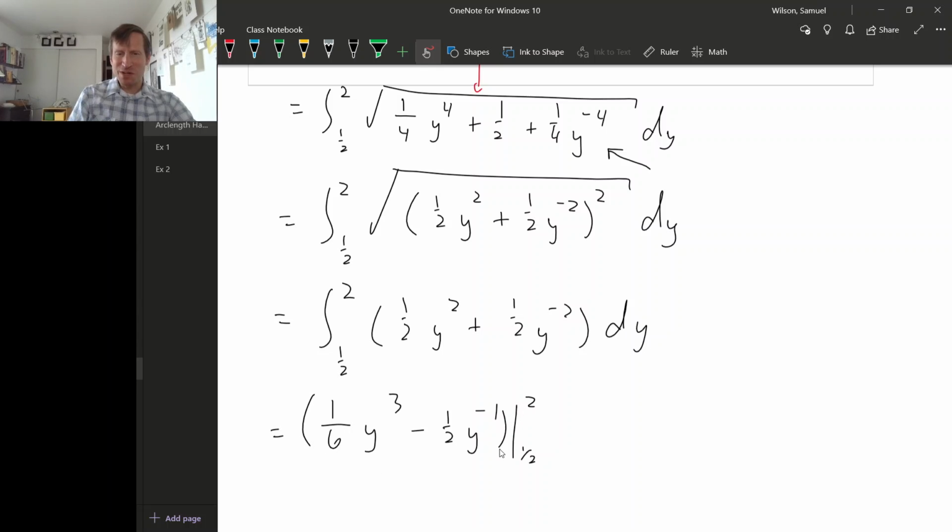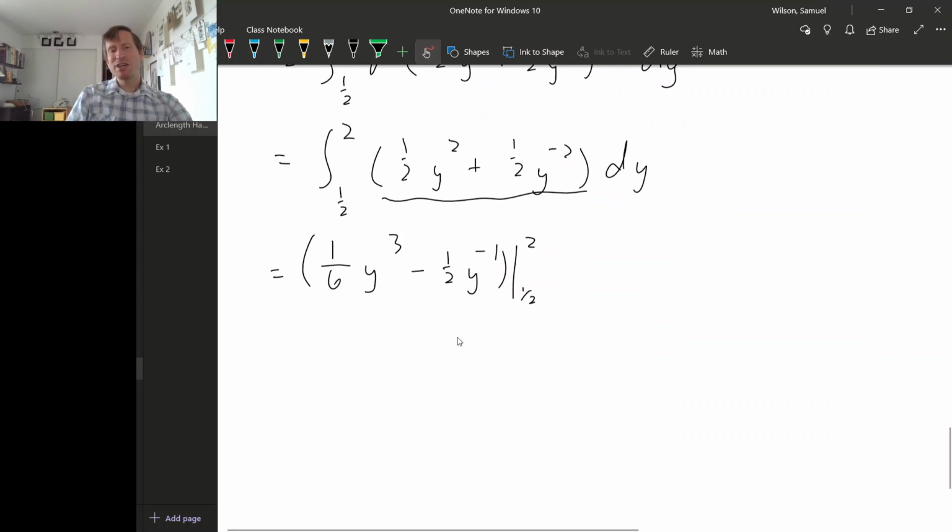As usual, just really quick, check that this is a correct antiderivative by taking its derivative and seeing if you get back to your integrand up here. So power rule on this first term gives us 1/2 y squared, right? And then power rule on the second term cancels that minus sign. We get 1/2 y to the minus second. Okay, that's correct. So now we can do all the arithmetic of evaluating our bounds here.